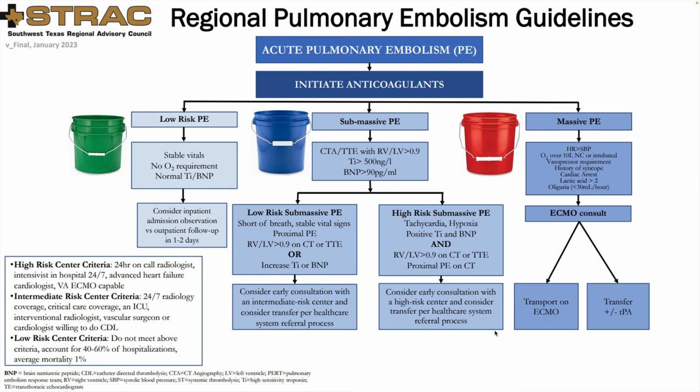On both of these, we should consider early consultation with either an intermediate risk center or a high-risk center and transfer to those. If you have a PE response team in your hospital, we really need to be activating them on these pulmonary embolisms to try to get the experts to weigh in and figure out what we should be doing and what treatment options we're going to have. These people might be escalated to needing an intervention rather than just being on anticoagulation. So we really need to watch these patients in the hospital.